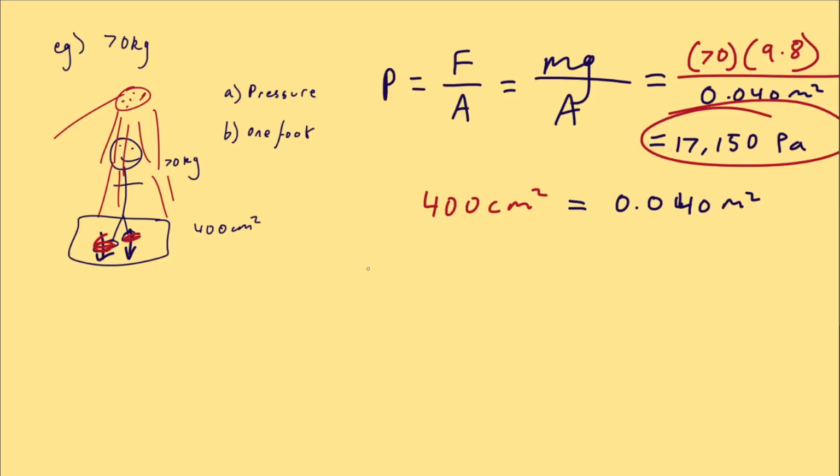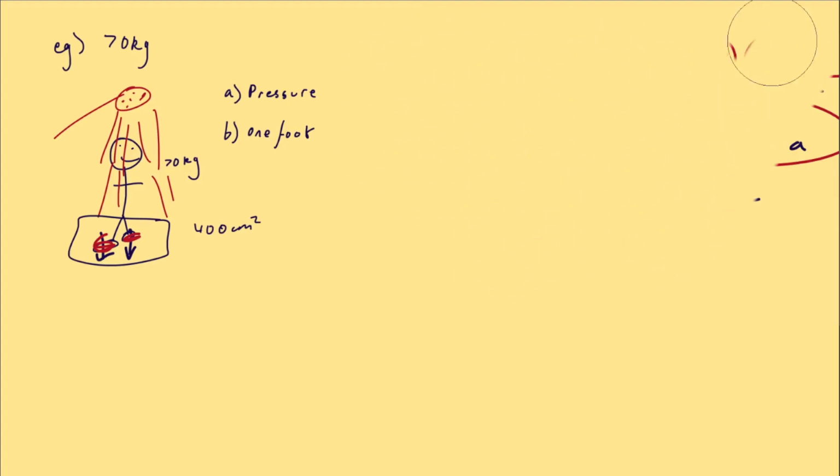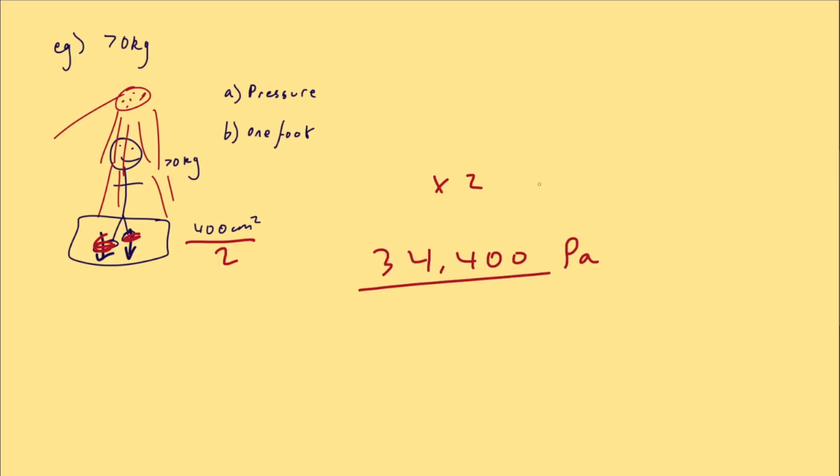What if he's standing on 1 foot, so he lifts 1 foot off the ground? This means that the area is cut in half because only one of his feet is touching the floor. That means pressure doubles, giving us 34,400 pascals. A lot of the time, pressure is a pretty big number like this, and you'll see it in scientific notation. That's the introduction to pressure.